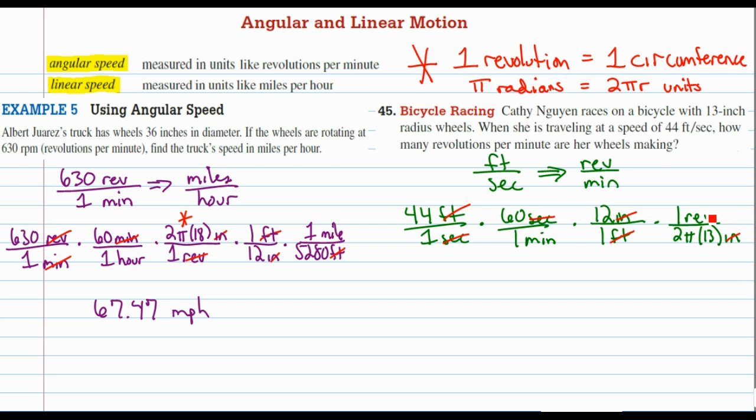So now I am in revolutions per minute. Multiply everything in the numerator and then multiply everything in the denominator and divide. Make sure, again, don't forget pi. And I get about 387.85 revolutions per minute.